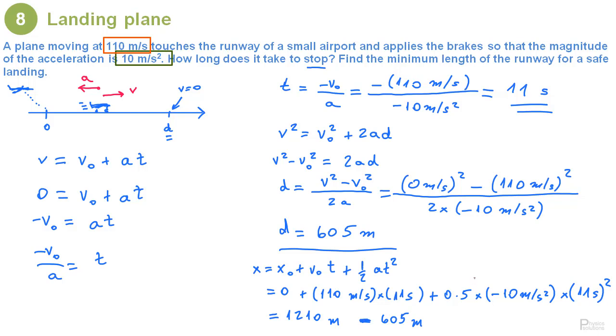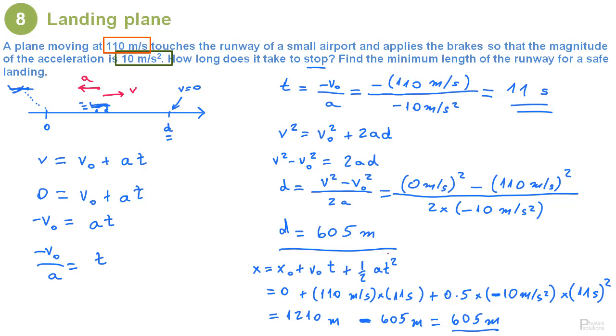This minus comes from the acceleration. Now if we take this difference, this happens to be 605 meters. So we get exactly the same result as before. It doesn't matter which formula we use, we're going to get the same result, as expected. All the formulas have to work.